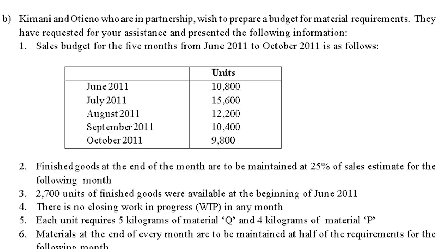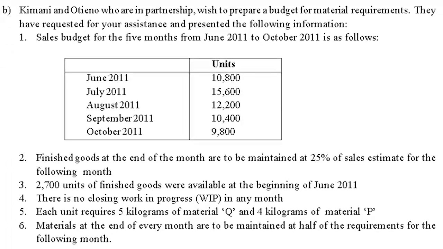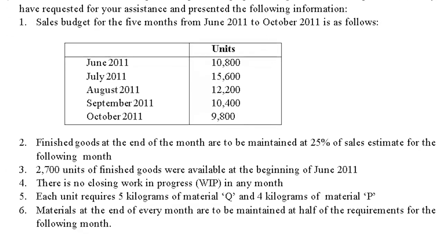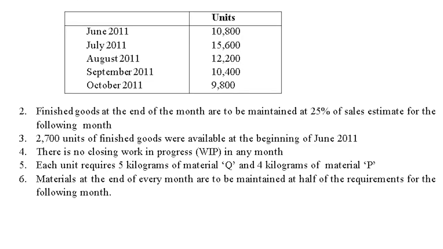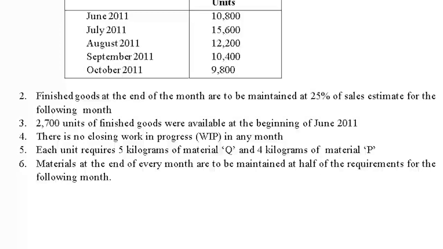1. Sales budget for the 5 months from June 2011 to October 2011 is as follows: June 10,800 units, July 15,600 units, August 12,200 units, September 10,400 units, October 9,800 units. Number 2, finished goods at the end of each month are to be maintained at 25% of sales estimate for the following month.